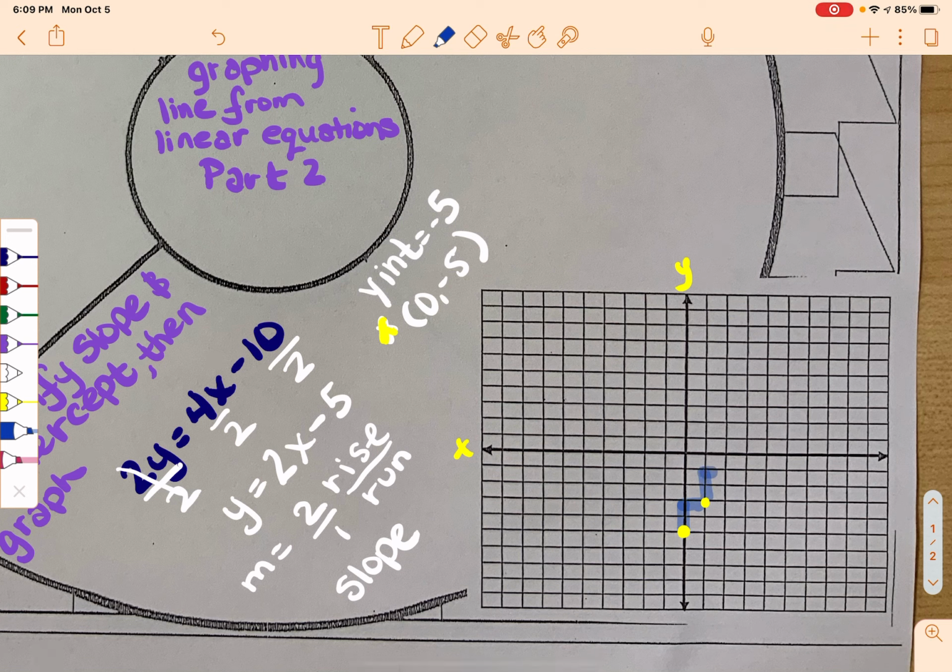So up 2 over 1. Up 2 over 1. And I'm going to keep going until I run out of room.